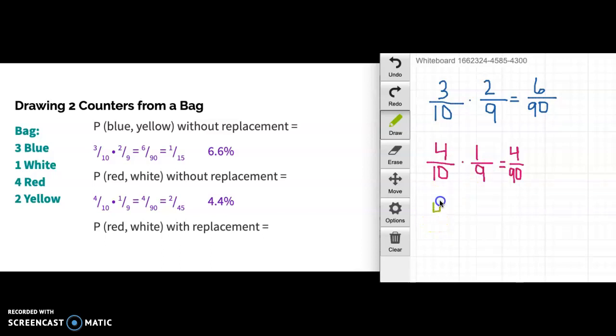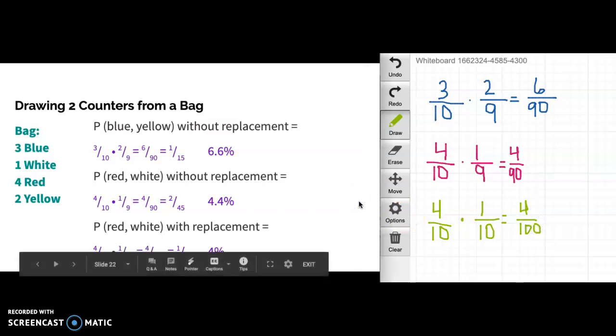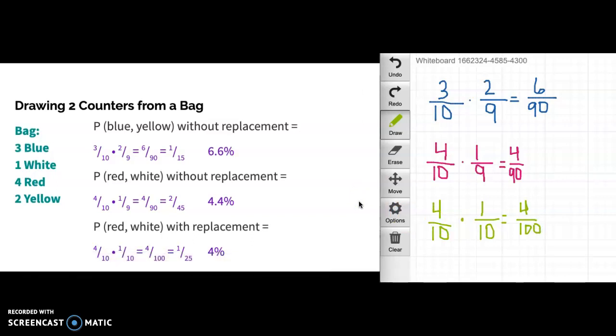So there are 4 reds out of the 10. Okay, so I draw one, then I replace it, so there are still 10 in the bag, and this time white, there's 1 white. Okay, so this is independent, so how many reds out of the total? Then we replace what we drew, so there are still 10 in the bag, there's 1 white, so 4 times 1 is 4, 10 times 10 is 100. That can be simplified to 1/25, which is 4%.